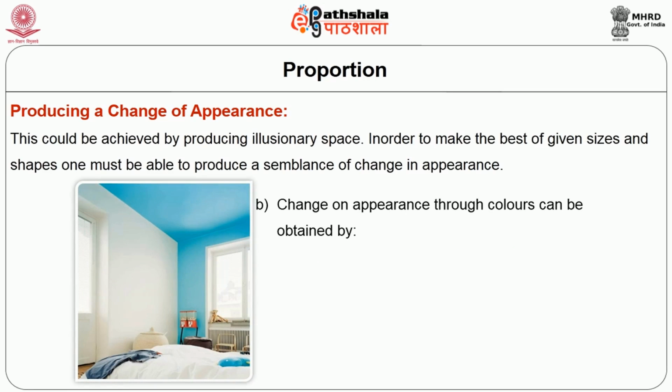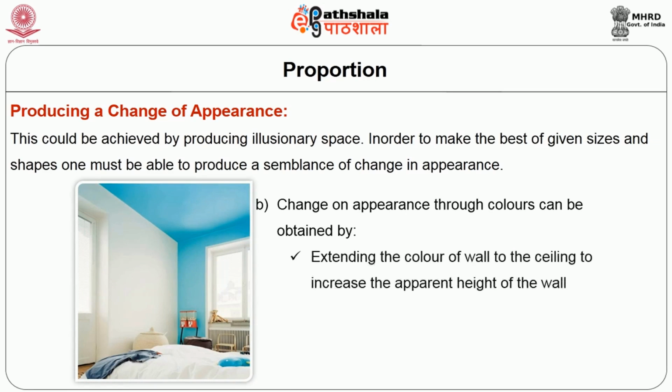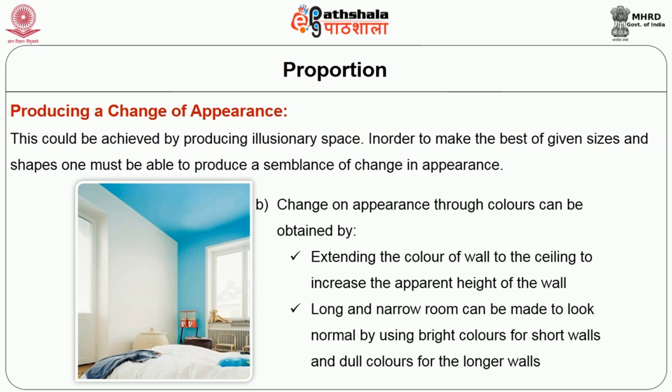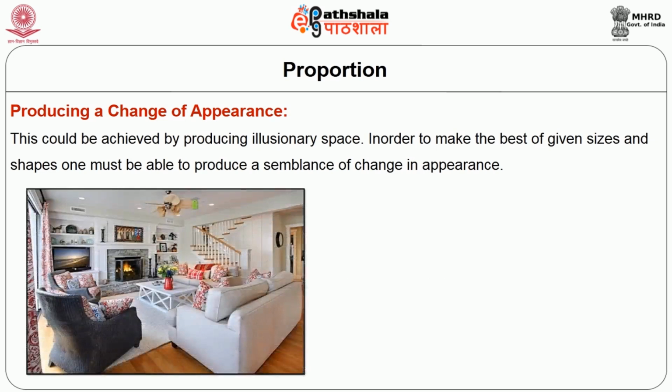Change in appearance through colors can be obtained. Extending the color of the wall to the ceiling increases the apparent height of the wall. A long and narrow room can be made to look normal by using bright colors for shorter walls and dull colors for the longer walls.